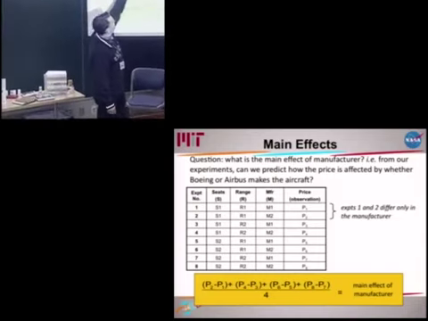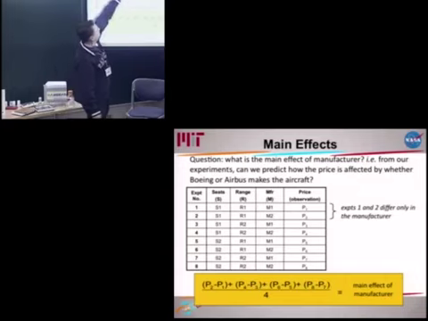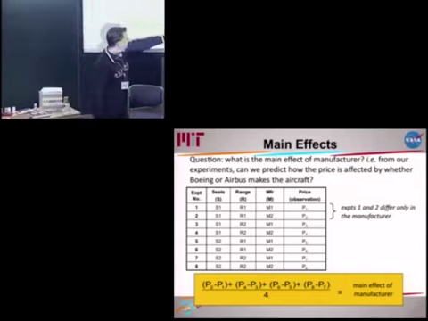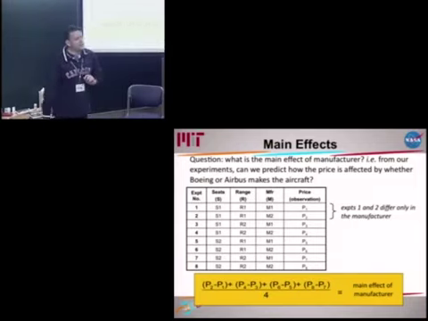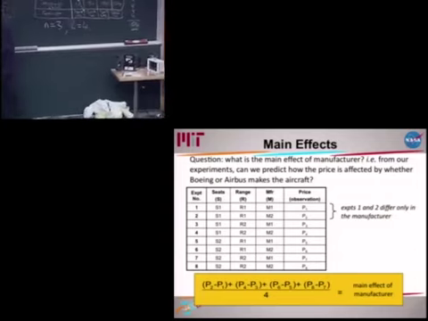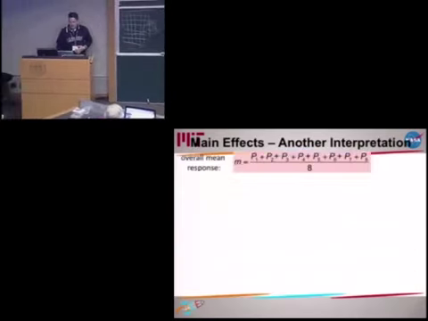So we can take the difference between experiment 1 and 2, which we're doing here, and that'll be one contribution. Then we can look at the difference between 3 and 4. Again, everything is the same except for the manufacturer. So we take the differences between these pairs of experiments, and then we divide by 4. So we take the average across all experiments for that.